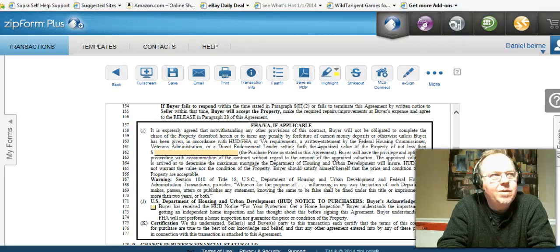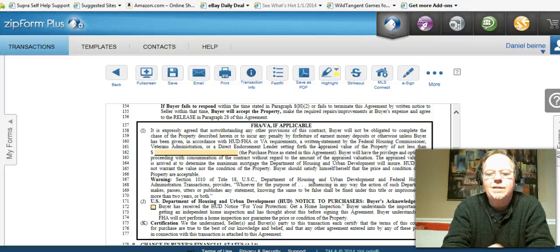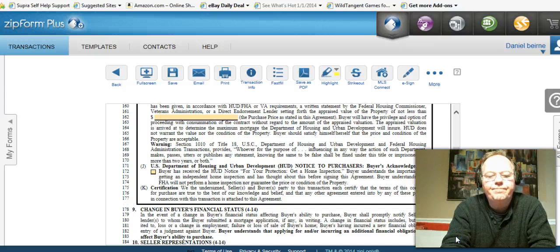But what it says in a nutshell is that if the property doesn't appraise for the value that was in the contract, if it appraises for 190 instead of 200, the buyer does not have to buy the property. That's pretty much what all that says there. It's a protection for buyers of FHA and VA contracts. One more little section here.